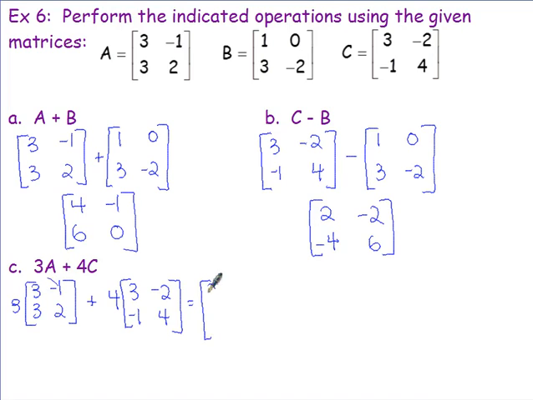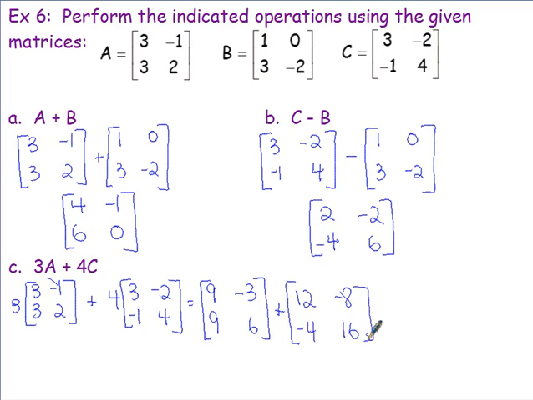3 times 3 is 9. 3 times negative 1 is negative 3. 3 times 3 is again 9. 3 times 2 is 6. Still got the plus sign. The other matrix, we're going to take 4 times everything in here. 4 times 3 is 12. 4 times negative 2 is negative 8. 4 times negative 1 is negative 4. And 4 times 4 is 16.